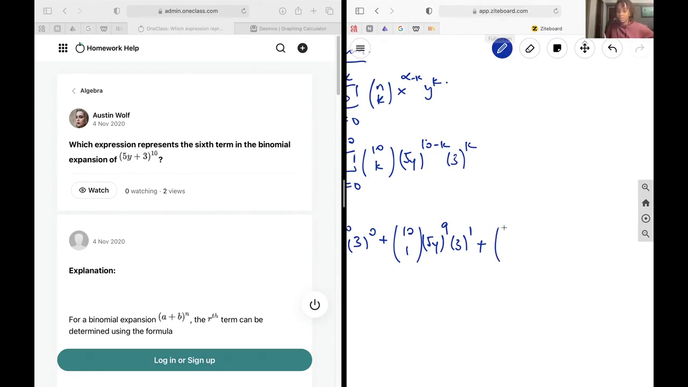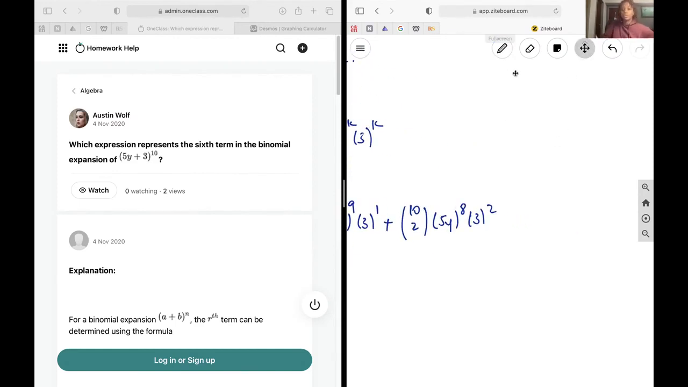So when k equals 2, 5y to the power of 8, 3 squared. If you can't tell, the power for the 5y is decreasing by 1, for the 3 is increasing by 1, so you can just keep with that pattern instead of constantly saying 10 minus 2, 10 minus 3, and so on and so forth.